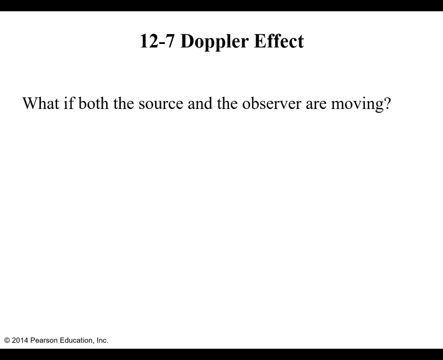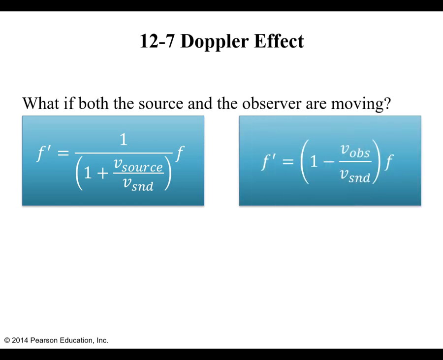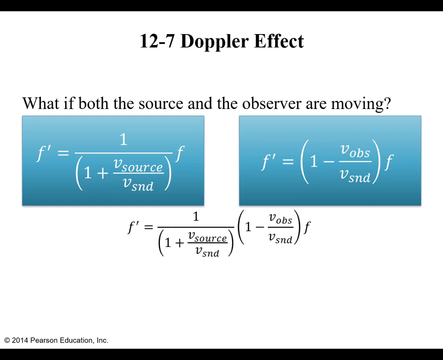But what would happen if both the source and the observer are moving? Well, you would have one Doppler shift for the source moving towards or away from the observer, and you would have another Doppler shift as a result of the observer moving away or towards the source. So you have to do this Doppler shift 2 times. You have to do both a shift for the source moving and a shift for the observer moving.